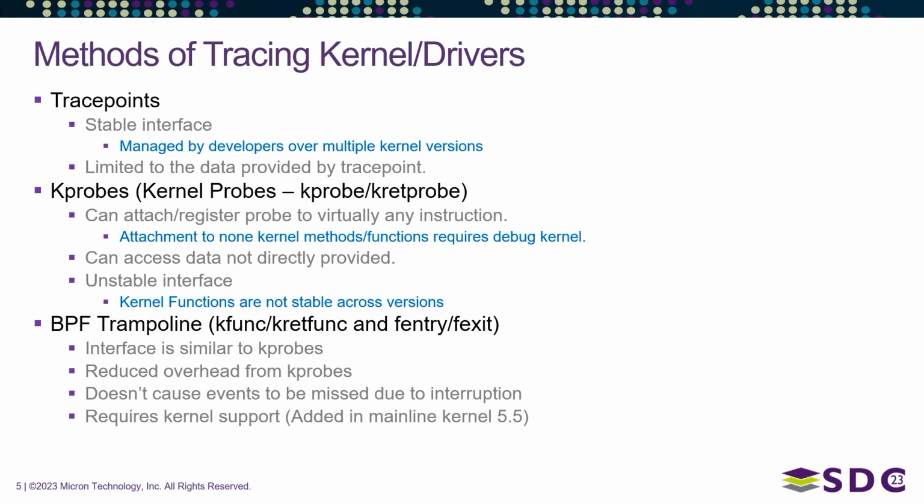Another way is to trace kprobes, which are kernel probes, on a given function within the kernel. Because the API in the kernel can change from version to version, these are not stable. So sometimes if you develop a tool with a specific kprobe on a specific function, it will not work across multiple kernel versions. You may have to develop either multiple versions of the tool or other ways to trace with multiple versions. And then there is the BPF trampoline, which is the kernel function entry and the kernel function return. These are very similar to kprobes.